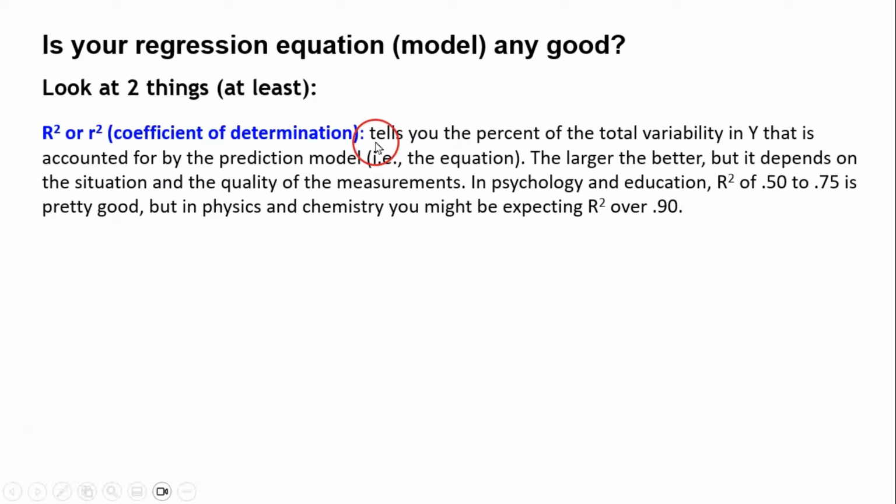That R squared tells you the percent of the total variability in Y that is accounted for by the prediction model, or your prediction equation. The larger the better, but it depends on the situation and the quality of the measurements. For example, in psychology and education, an R squared of 0.5 to 0.75 is pretty good. But in fields like physics and chemistry, you might expect an R squared of, say, 0.9 or greater. So the R squared is context bound.